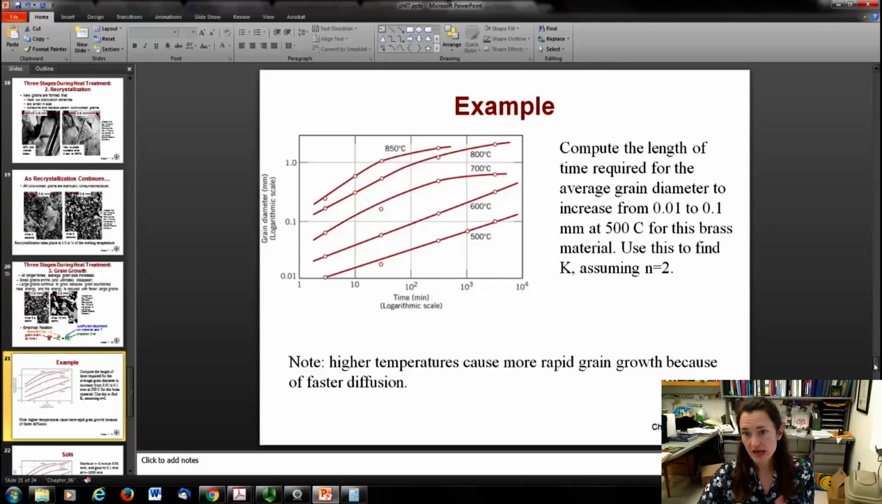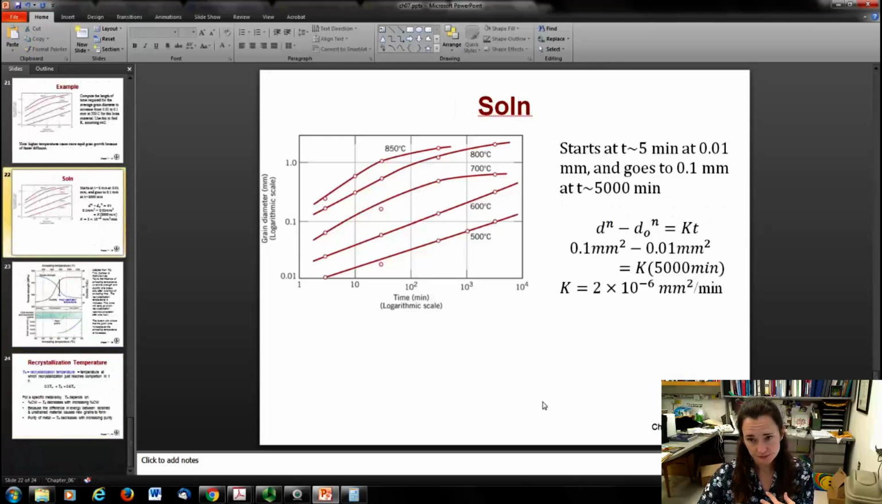That's the time interval. And now I'm going to use that time interval to find my constant K, assuming N equals 2. I do that on the next slide here. I'm going to plug into that equation the time that I'm interested in after about 5,000 minutes, the grain size is 0.1 millimeters, and then I'm going to square that. And then I subtract off the initial grain size, which is about 0.01 millimeters, and I'm going to square that, and then that's equal to KT. T is 5,000 minutes or so, and then I'm solving for K. And if I do that, then I get K is 2 times 10 to the minus 6 millimeters squared per minute.